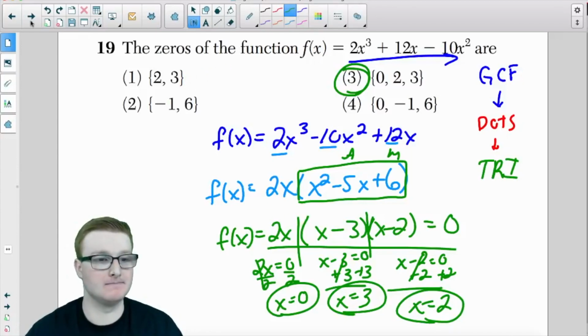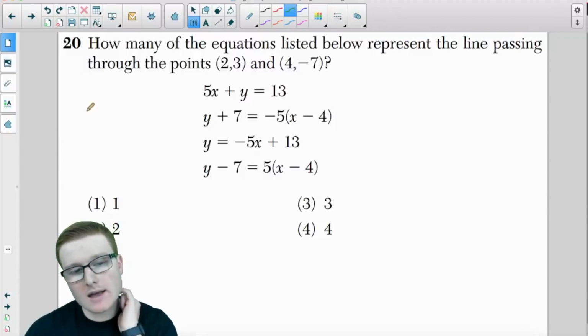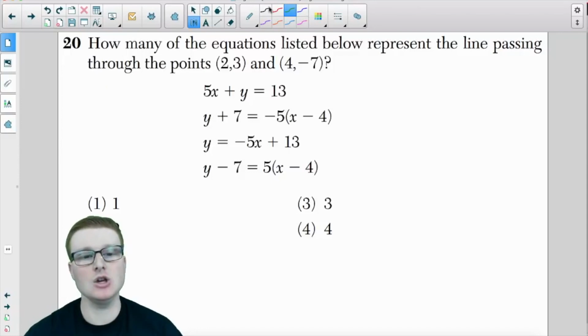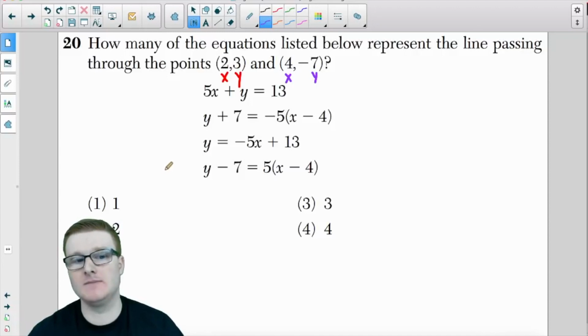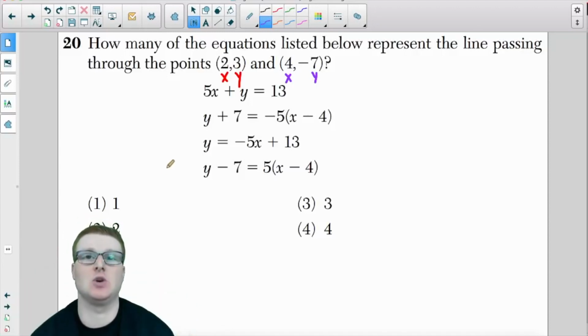Okay, moving on to number 20. How many of the equations listed below represent the line passing through the points (2, 3) and (4, -7)? So here's the thing. You could actually plug in these points for x and y, plug this in for x and y, plug this in for x and y into all of these and see if they have the same outputs. That takes a long time.